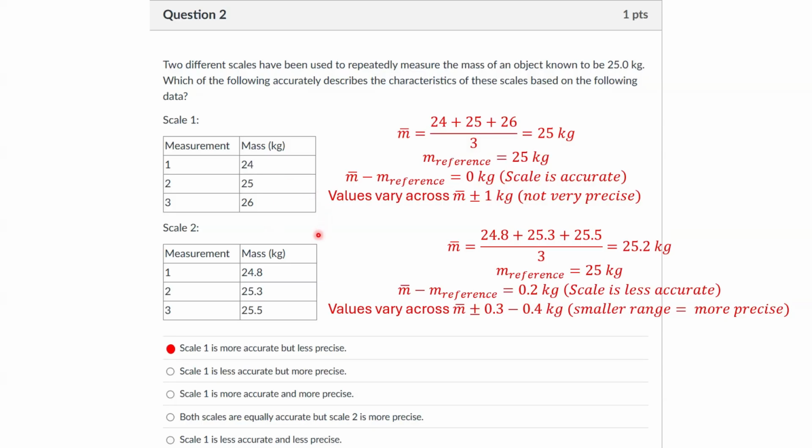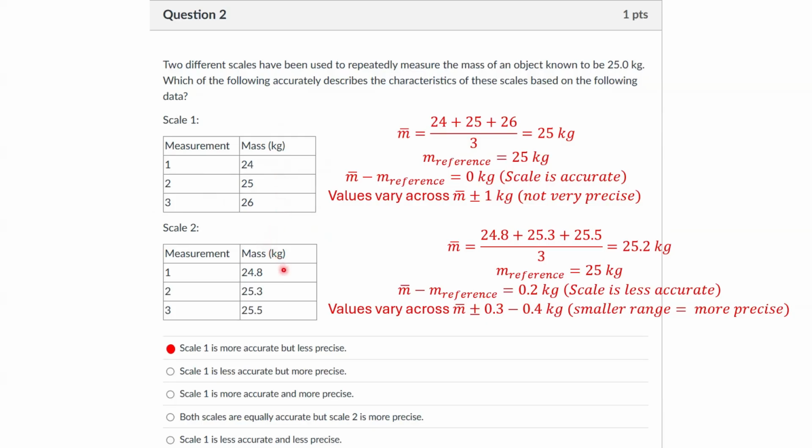Precision is how well a measuring device reproduces the same data for the same measurement. So that's a question of if you measure the same thing, how close are the values coming to each other? At scale one, I can see that each of these is plus minus one is the variance relative to the average, right? 24 is one below, 26 is one above.